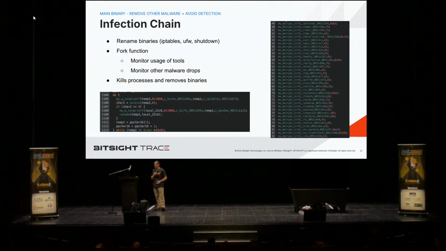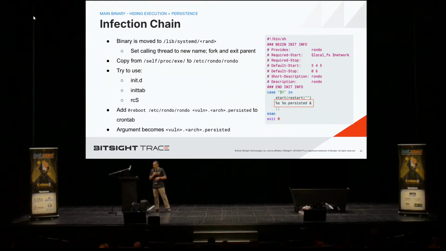And then they basically have a fork in the function where they do two things. They monitor the usage of tools, and I think you can see it on the right side. You can see a lot of tool names like pstop, htop, ps, and so on. So they're monitoring if a process is initiated with that binary, and then they will kill it. At the same time, they would also do that for, for example, xmrig or miner. So they also try to do this for other potential competing malware in the same system.